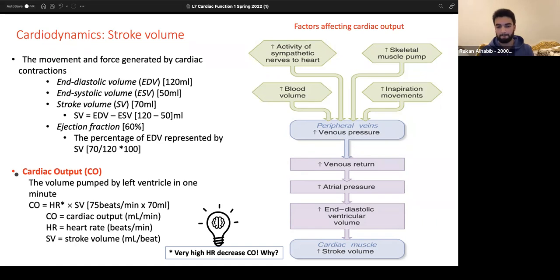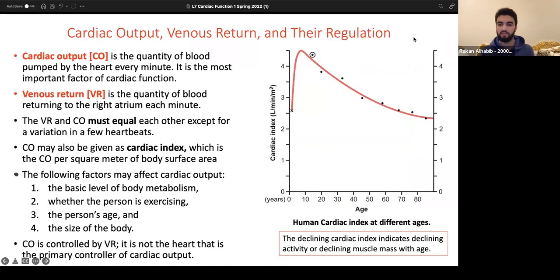So in here, he basically went through what we just talked about. He said that the cardiac output is the amount of blood that is pumped out of the heart per minute, and it is one of the most important factors of cardiac function, because it pumps blood to the whole body. If it doesn't do that, you cannot supply the organs with blood. The venous return is the amount of blood that is going into the heart from the veins, from the inferior vena cava and from the superior vena cava, okay.